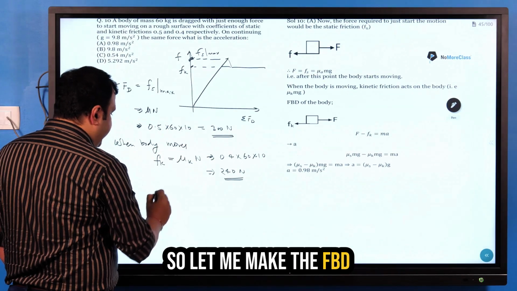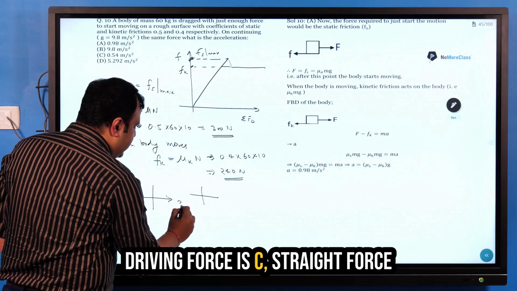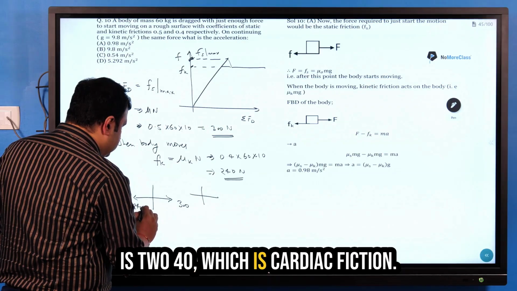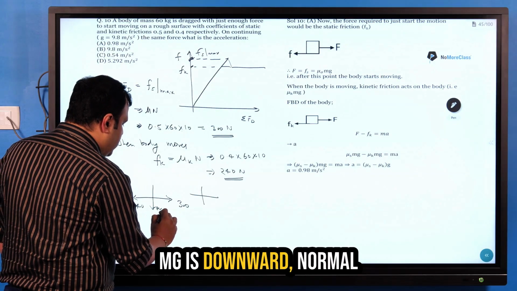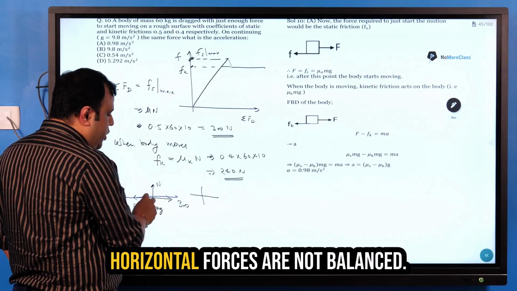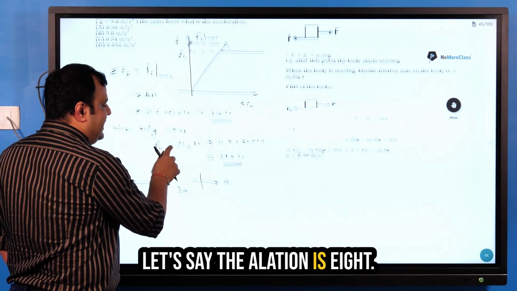So let me draw the free body diagram when the body is moving. The driving force is 300 Newton. The resistive force is 240, which is kinetic friction. mg is downward and the normal reaction is upward. These forces are balanced. Along the horizontal, forces are not balanced, so we'll get an acceleration. Let's say the acceleration is A.